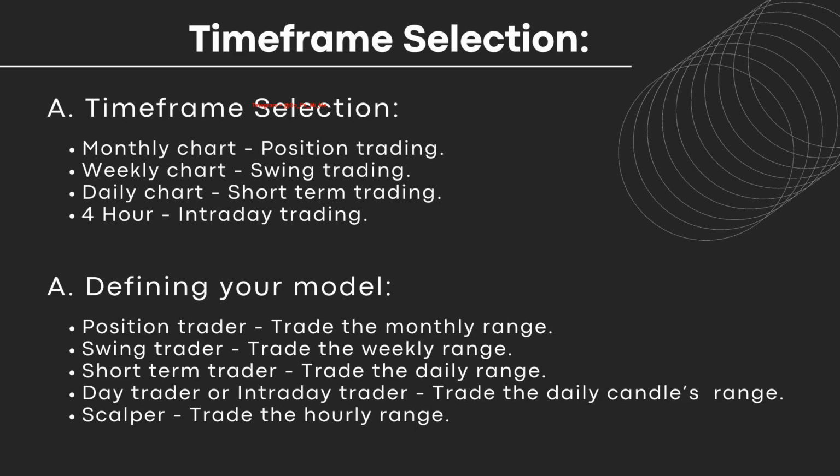Now, position trading is mostly done by big institutions, hedge funds, or big firms who have a lot of money and their liquidity is pretty large, right? So their orders are mostly executed on the monthly chart or the monthly time frame because of spread, slippage, and all of these other things. But that's not our concern because we are retail traders and we're mostly either intraday traders, short-term traders, or swing traders. That's our main concern, right?